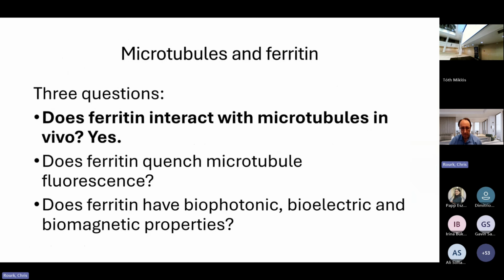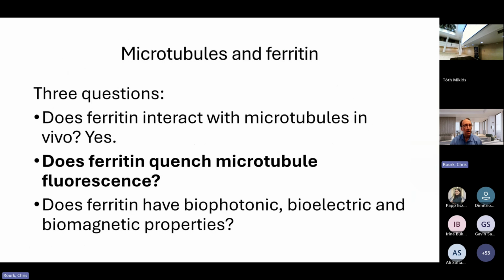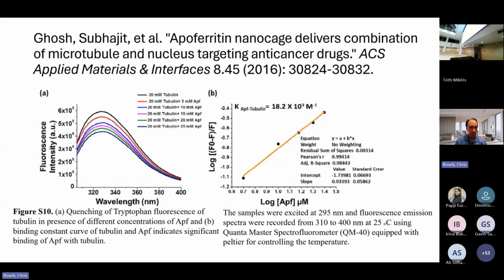So it could be very important for microtubule studies. Next, does ferritin quench microtubule fluorescence, which would be important for those studies that are looking at that aspect of microtubules? I only found one study on that, and that is this Ghosh et al.